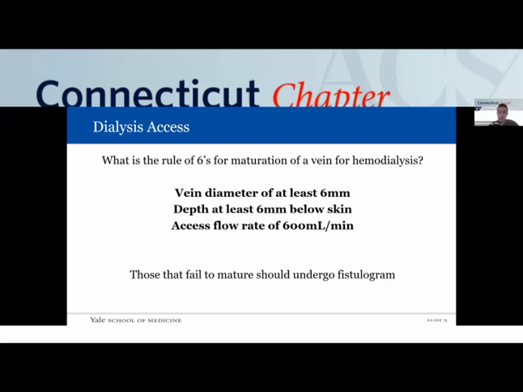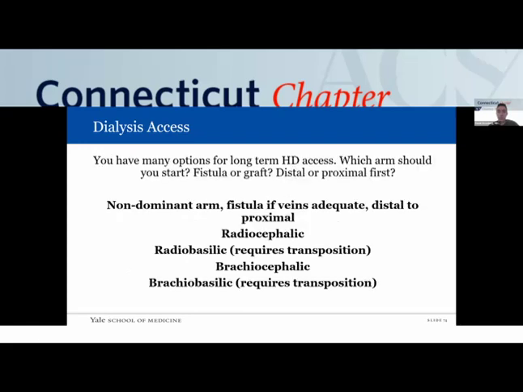There's also another 6: it needs to be 6 centimeters of length, because there are typically 2 cannulas used, and so there needs to be enough length for those 2 to be accessed. And those that fail to mature should undergo fistulogram. So we just spoke about this before.